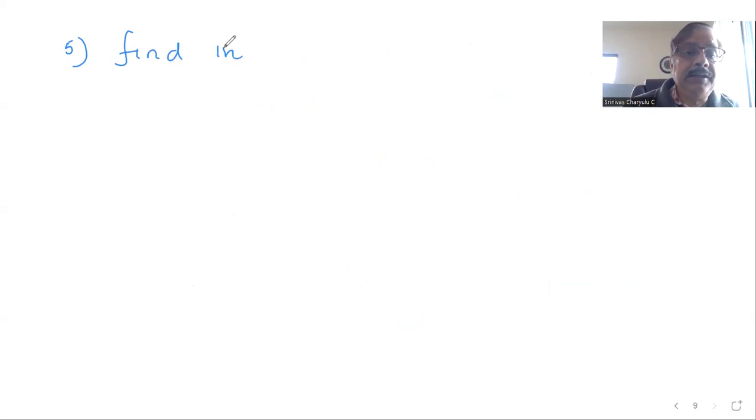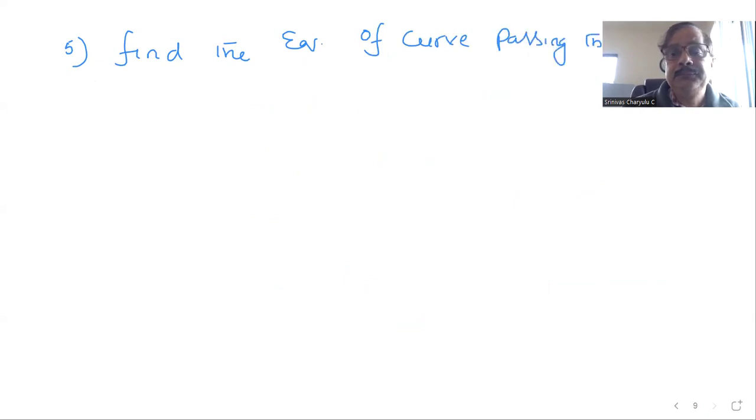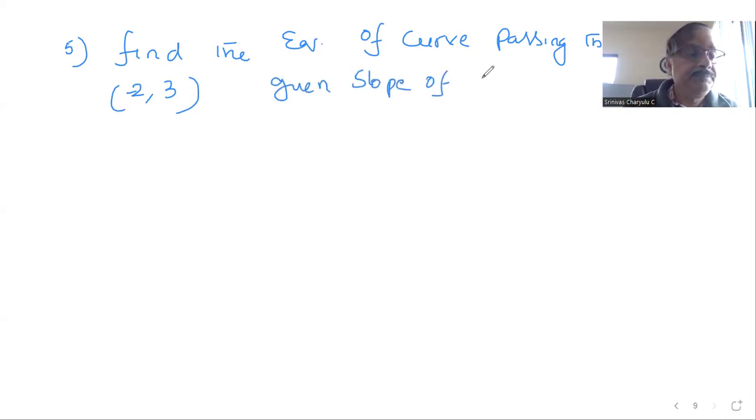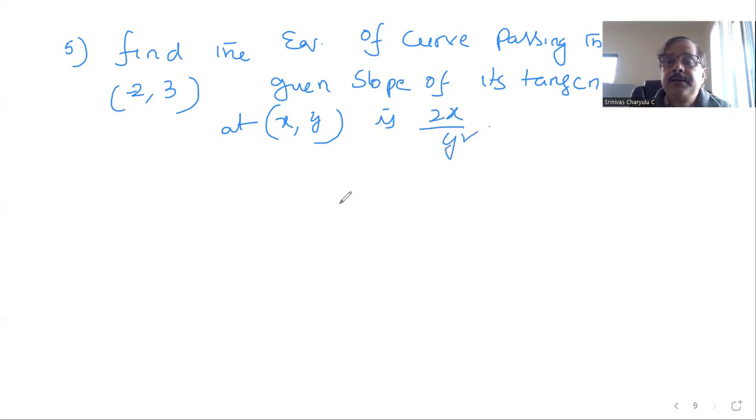Find the equation of the curve passing through (-2, 3), given the slope of its tangent at (x, y) is 2x by y square. So this is the condition they give: find the equation of the curve passing through this point (-2, 3), given the slope of the tangent.